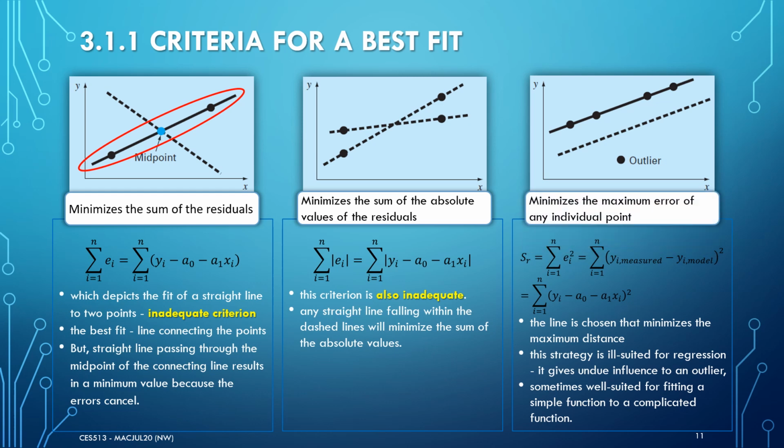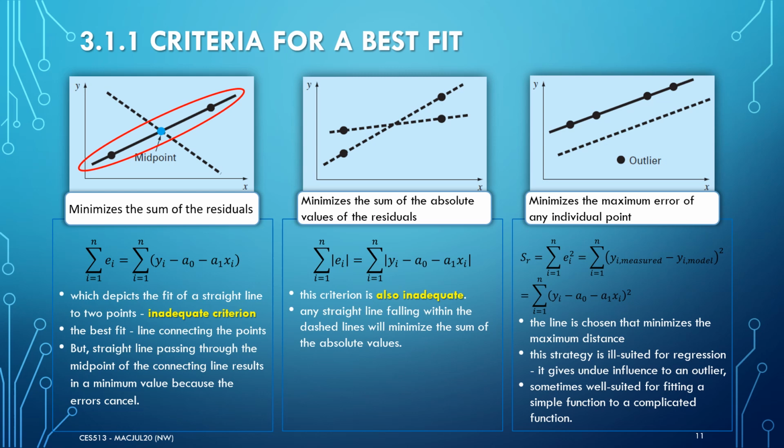The third strategy for fitting a best line is the minimax criterion. The line is chosen that minimizes the maximum distance that an individual point falls from the line. As depicted in the third figure, this strategy is ill-suited for regression because it gives undue influence to an outlier. What is an outlier? It's actually a single point with a large error. It should be noted that the minimax principle is sometimes well suited for fitting a simple function to a complicated function.